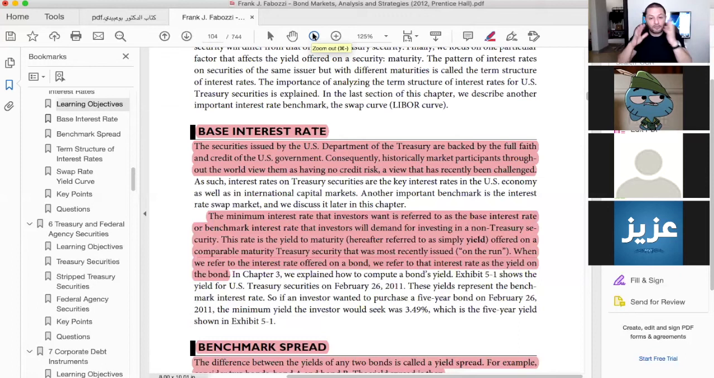In this chapter, we'll focus more on the on the run issues because they reflect the most trendy consideration in the market, right? So when we refer to the interest rate offered on a bond, we refer to that interest rate as the yield on the bond. So suppose that you are a conventional bond investor, right?